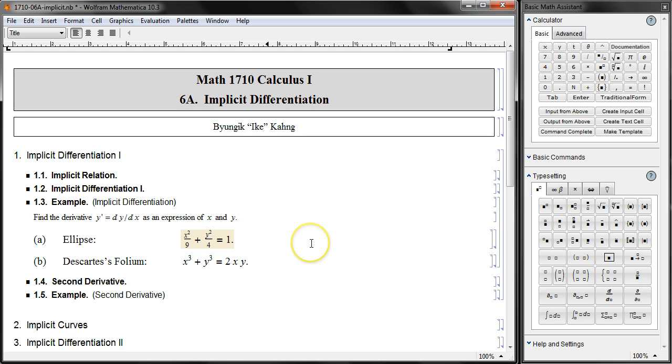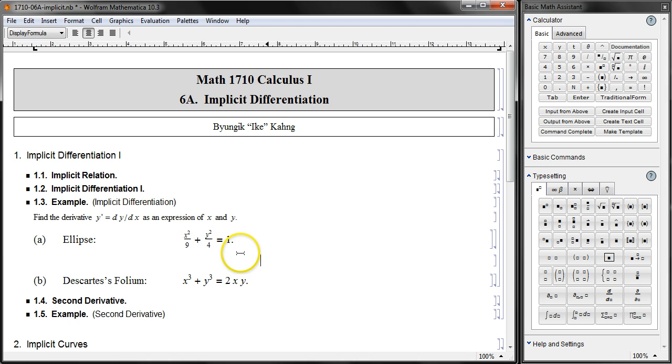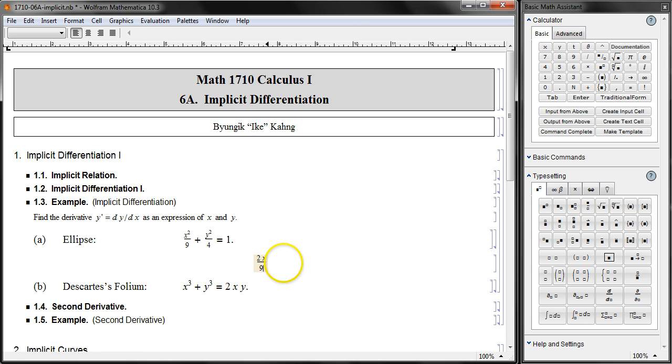Okay, let's go to this example. We saw this before as a motivating example. We take the derivative of x squared over 9, and that's 2x over 9, and then the derivative of y squared, that's 2y over 4, and the derivative of a constant is 0, so we have this. 2/9 x plus, after simplification, 1/2 y is equal to 0.